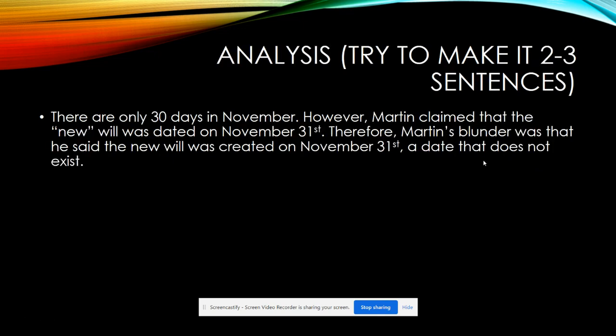The analysis. So how did that piece of text evidence that we just rewrote, that quotation, prove the answer to the mystery question? So there are only 30 days in November. However, Martin claimed that the new will was dated on November 31st. Therefore, Martin's blunder was that he said the new will was created on November 31st, a date that does not exist. So this is when, in your own words, you have to explain how that quotation solves the mystery, that piece of text evidence you found. What was the evidence that gave away the person that you're trying to say was incorrect?